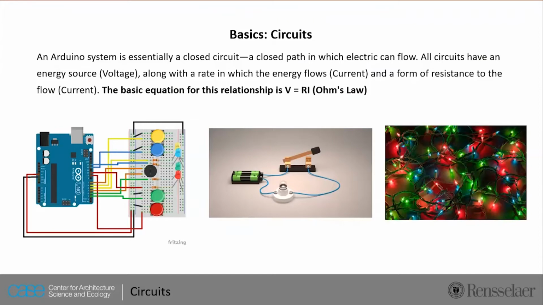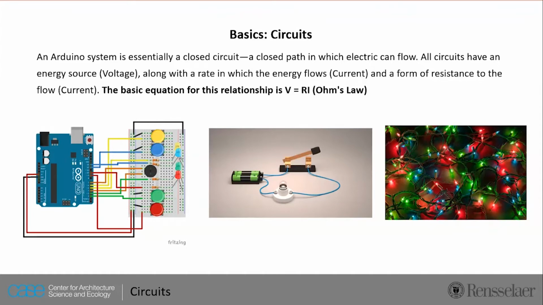Okay, so in order to understand the basic concept of how Arduinos work, we have to understand circuits. A circuit is essentially a closed path in which electricity can flow. All circuits must have an energy source, which is the voltage, along with a rate at which energy flows, which is current, and a form of resistance to the flow. The basic equation of this relationship is voltage equals resistance times current, which in short is Ohm's law.